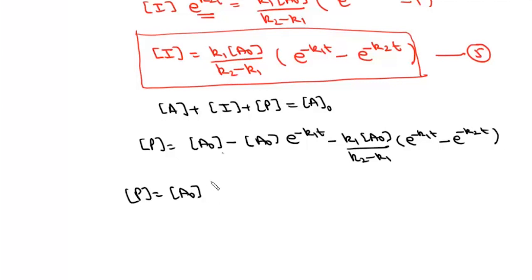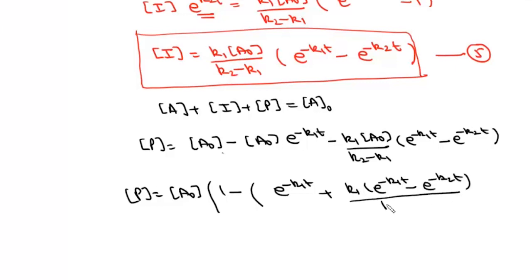concentration of A0, and then here it will be 1 minus, and we'll take these together, so it will be just e to the power minus K1T plus K1 e to the power minus K1T minus e to the power minus K2T upon K2 minus K1.